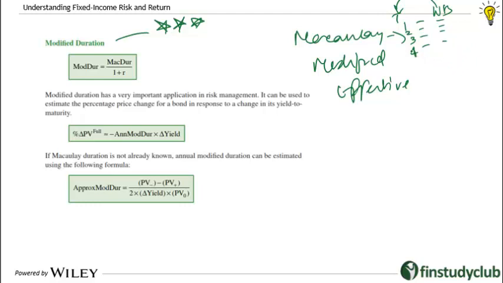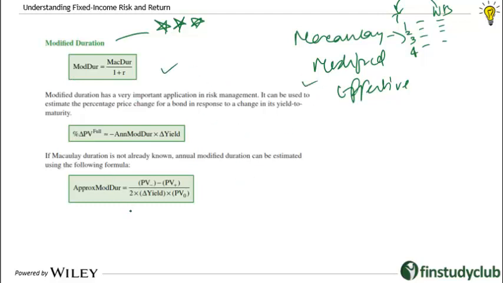It's almost like the weighted average life of the bond, with the weights being the present value of the cash flows which the bond represents. So once you find out Macaulay duration, that divided by 1 plus the yield gives you modified duration. So that's a little about modified duration, Macaulay duration.